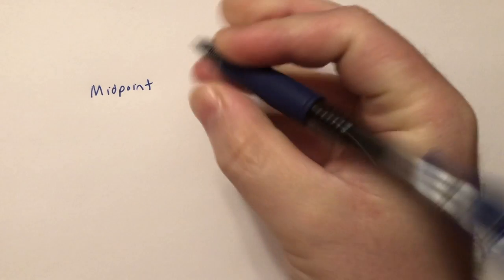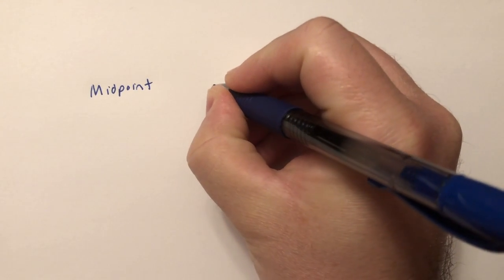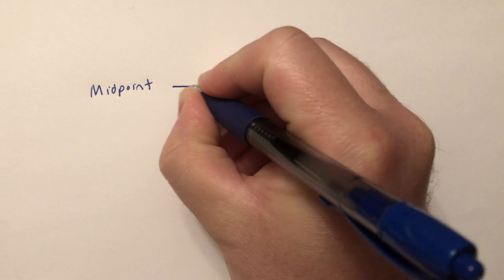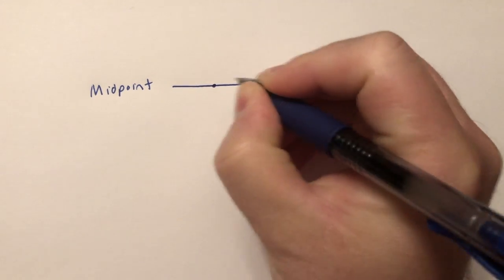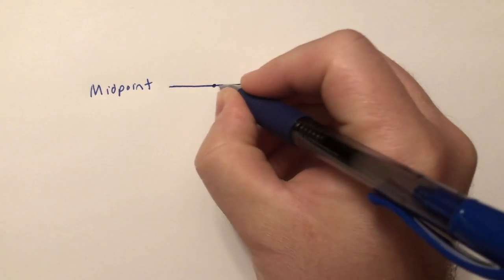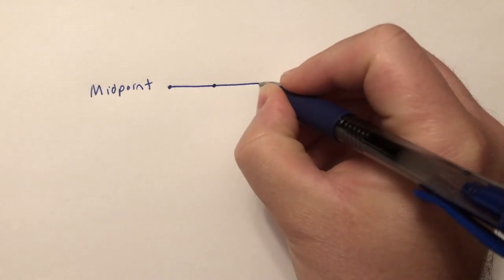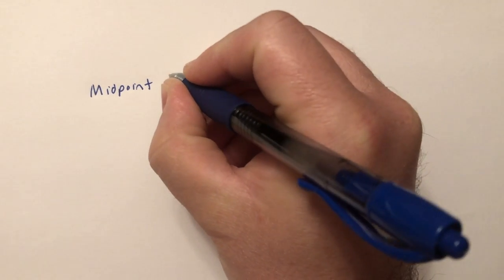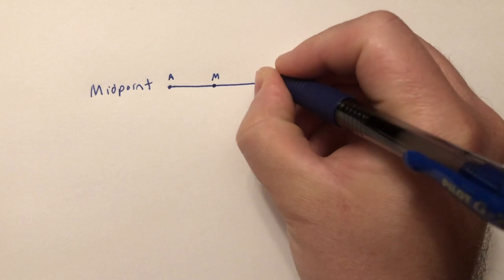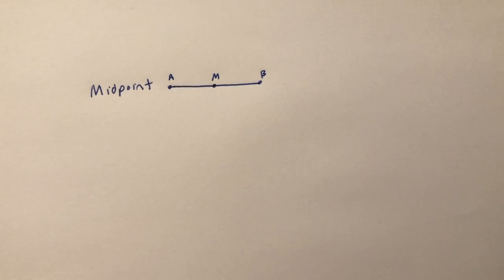Okay? So a midpoint is something that divides a line into equal segments. Like this line, this is the midpoint here of the line A, B. M is the midpoint, which means it's divided equally in the center.